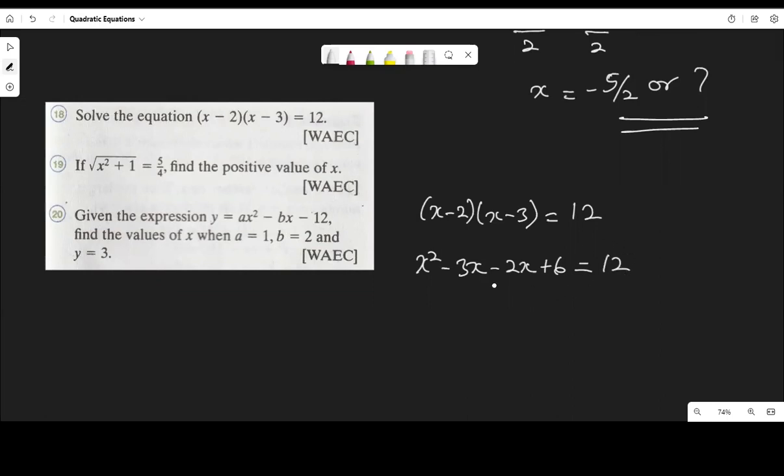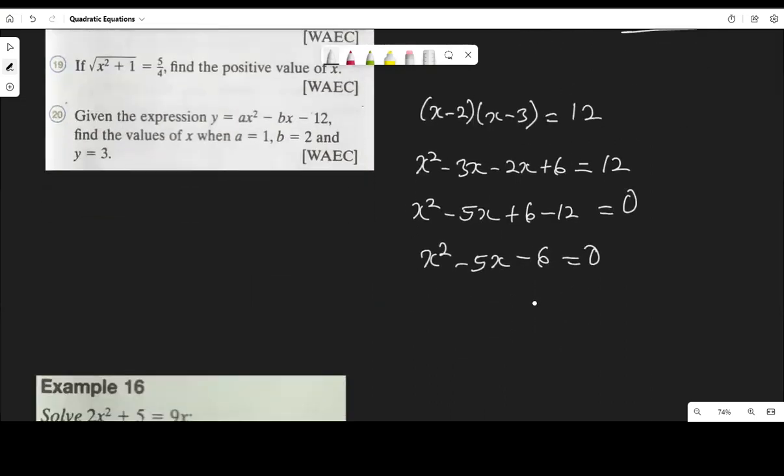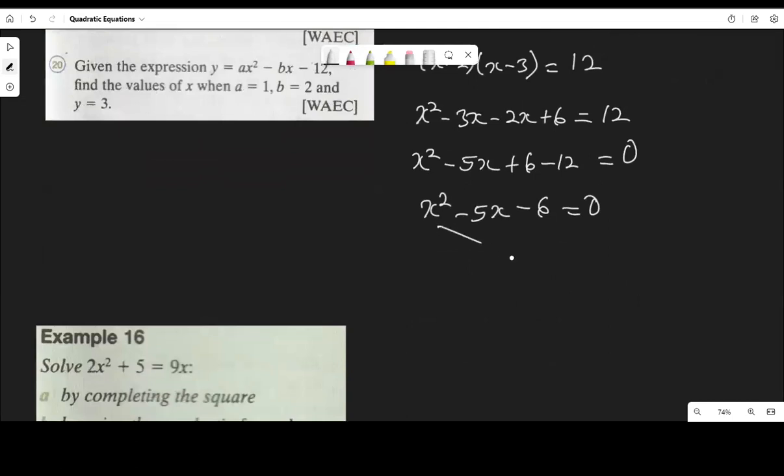Taking this 12 here, I'll have s squared now, minus 3s minus 2s is minus 5s, plus 6 minus 12. This is plus 12. When you cross it, it will become minus 12, equal to 0. Since we have moved 12 away from there, everything should be 0 here. So that s squared minus 5s, 6 minus 12 is minus 6, equal to 0. Here we arrive at a quadratic equation.